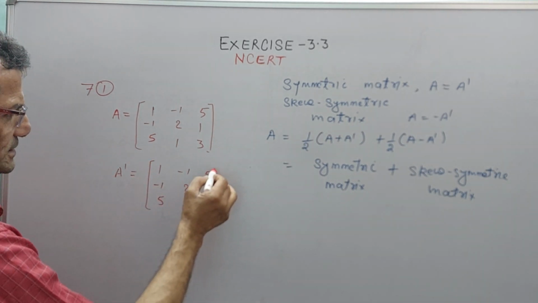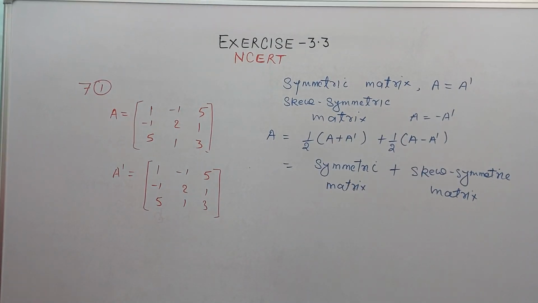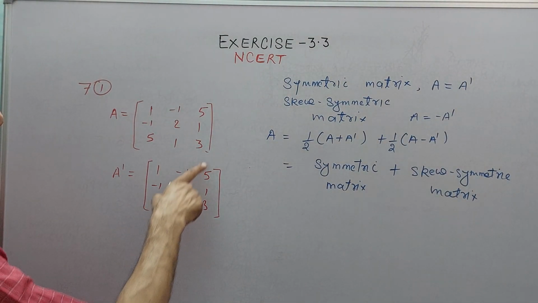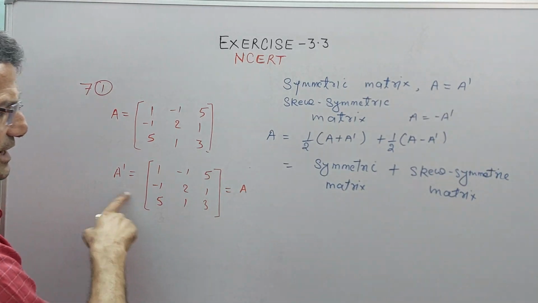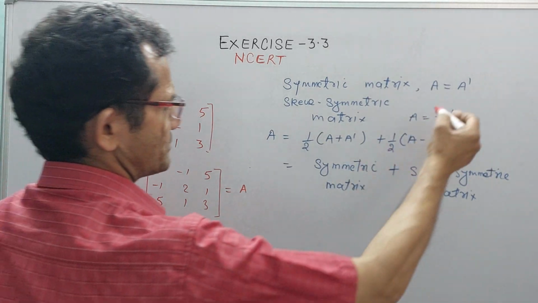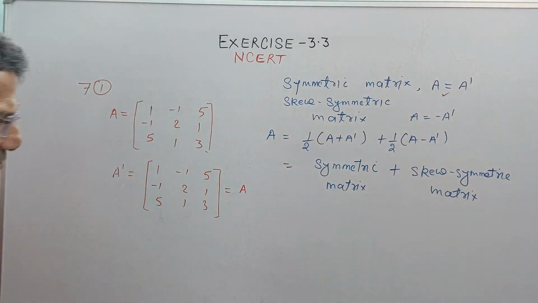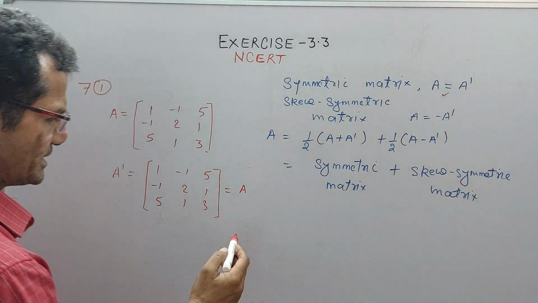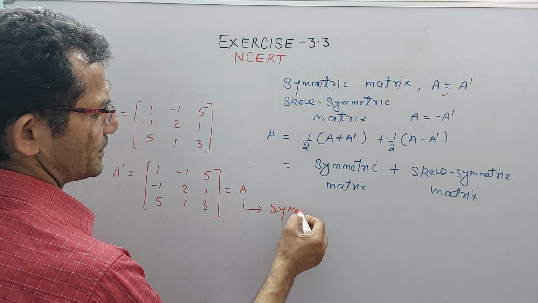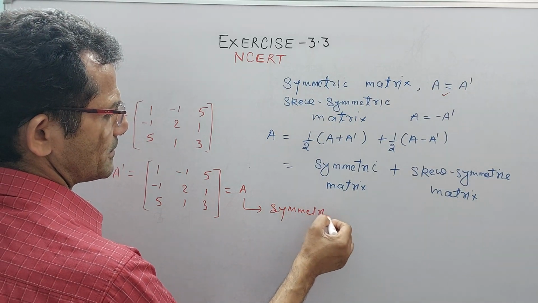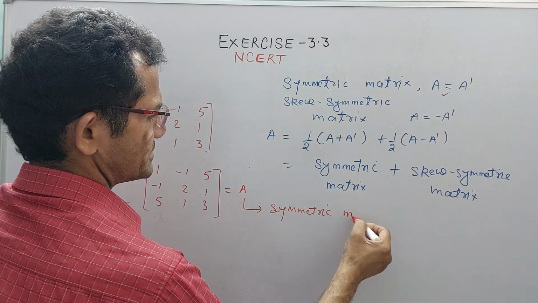So look at A transpose. Its value is the same as that of the matrix A. So we have proved that A dash is equal to A, and by the property, matrix A will be symmetric. So we can say that A is a symmetric matrix.